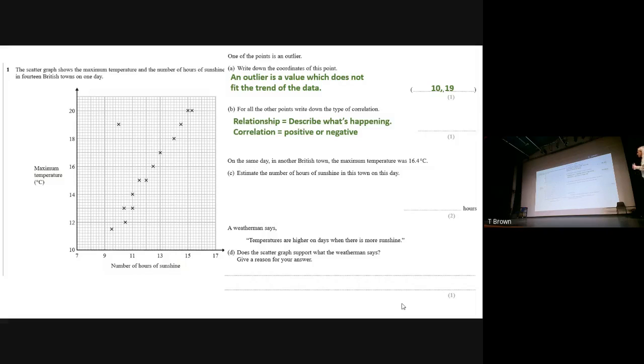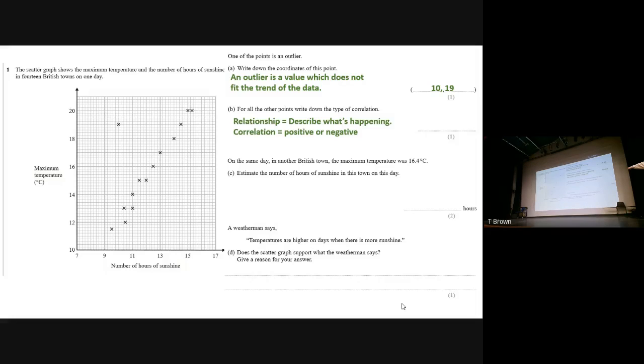Okay, next question says, on the same day in another British town, the maximum temperature was 16.4. Estimate the number of hours. Now, what a lot of you are guilty of doing is going, oh, 16.4 for the maximum temperature, that's about, we're going to go 1, 2, 3, 4. Okay, first error.